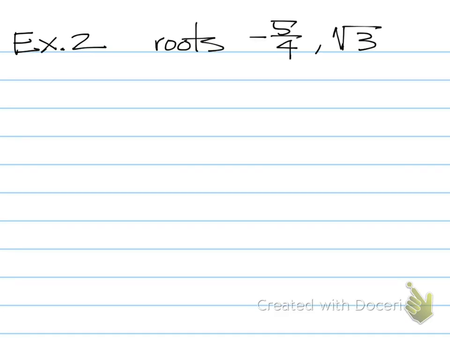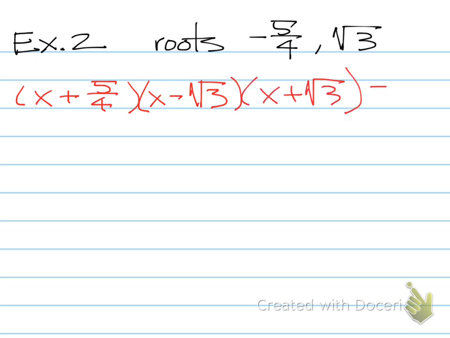Next, now we have one rational root, the -5/4, and we have one irrational root. So because we have a square root of 3 as an irrational root, we know that another root is also going to be negative square root of 3. So we write those two factors that correspond to those roots, x minus root 3 and x plus root 3. And then again, I'm going to multiply the factors with the radicals first.